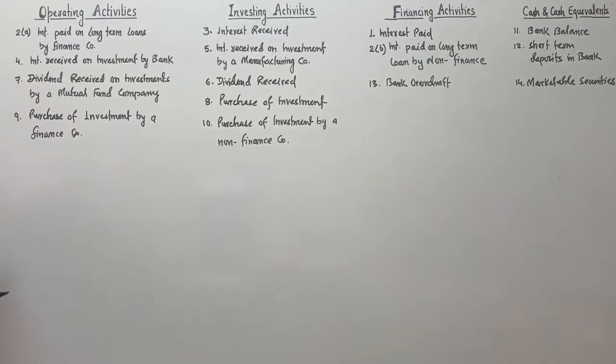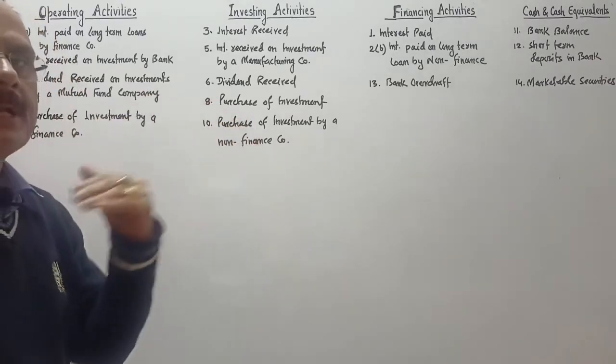So see, in operating activities, 2A will come interest paid on long term loans by a finance company. Here interest paid is your outflow under the operating activities. Interest received is the inflow. Dividend received is the inflow. Purchase of investment by a finance company is the outflow under the operating activities. If you see the inflow and outflow.